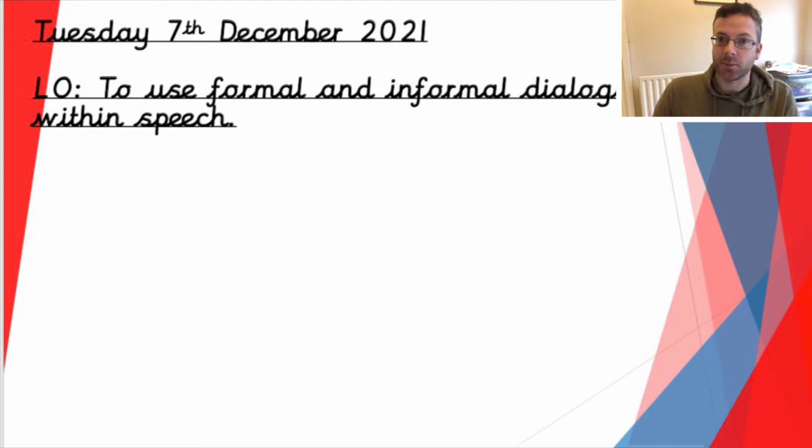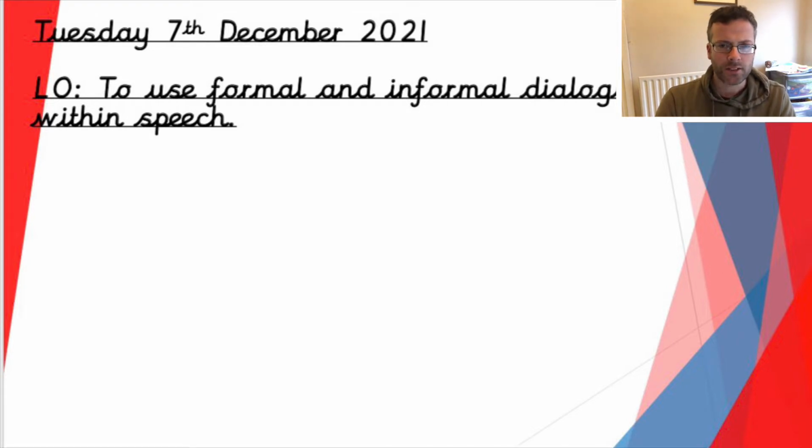So, as it says, we are looking today at using formal and informal dialogue within speech. We did a lesson similar to this a couple of weeks ago when we looked at Dorothy and the Scarecrow having a chat. We talked about how Dorothy would speak in quite a formal way, whereas the Scarecrow would probably speak in quite an informal way. So we're going to be looking at a lot of similar stuff, but then you're going to be writing a section based on Dorothy meeting your character, the character that you came up with last week.